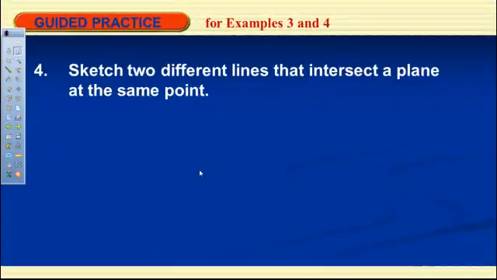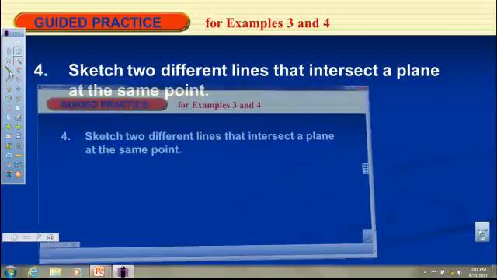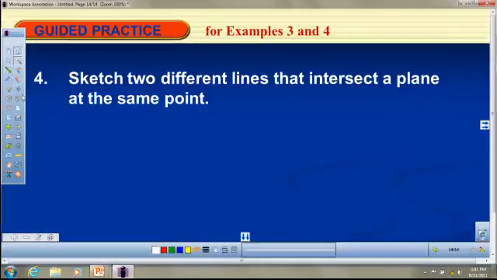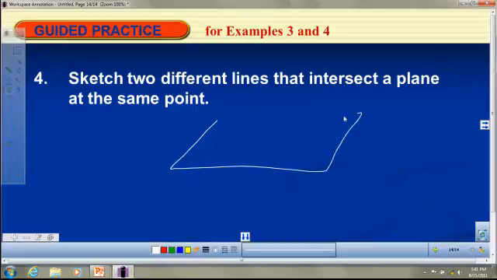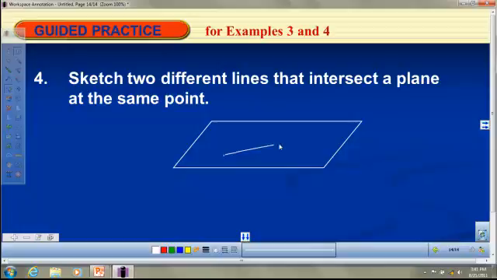Last one. Sketch two different lines that intersect in the plane at the same point. Well, let's see what we can do. There's a couple ways we can do this. There's no perfect answer for this, but I'm going to draw a plane. And then, for example, I could say, let's put a line in here. And then let's put another line here. Okay? So that's two different lines that intersect.